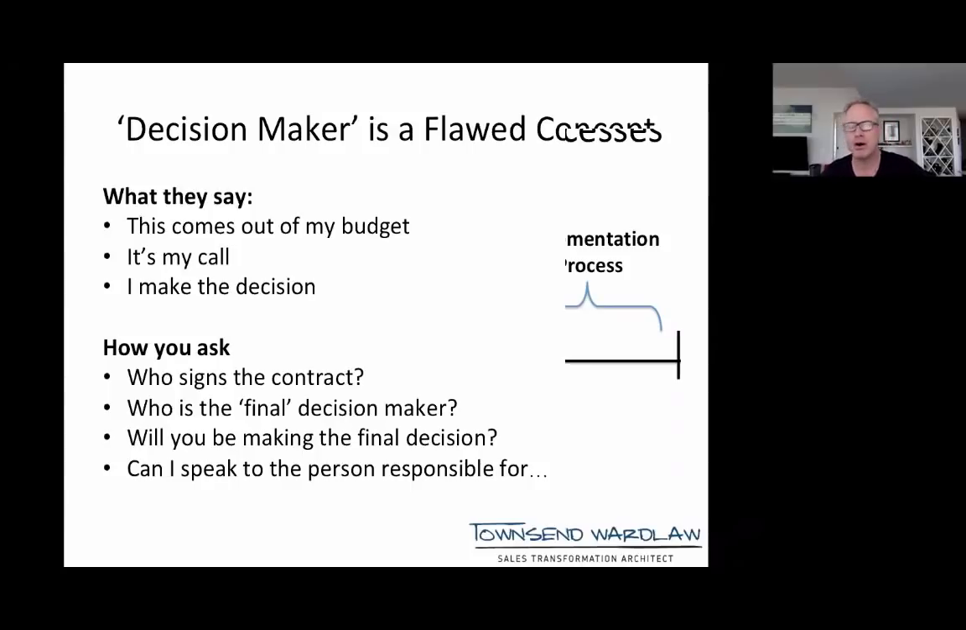It's my call. I make the decision. These sound like real sentences, but they're not. And I'm going to give you what you should say, but first I want you to really think about this and hopefully commit to stop saying decision maker. Have we identified the decision maker? I know I called this getting to the real decision maker because if I called it something else, you wouldn't understand, it wouldn't show up. But the point is, decision maker is a bullshit construct.